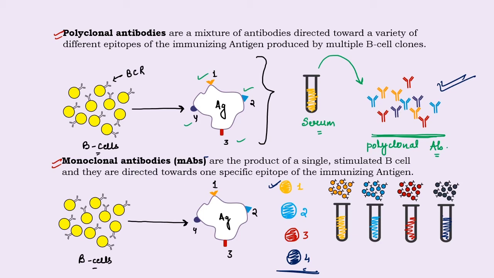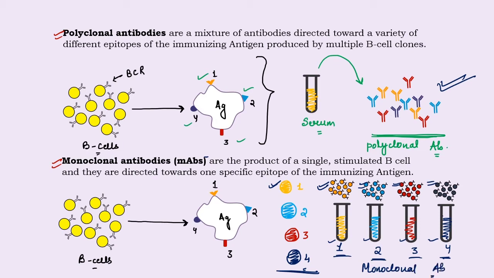Now in the second case, in case of monoclonal antibody, all these antibodies are directed against a specific epitope. That is, this is directed against the first, this is the second, this is the third, and this is against the fourth epitope. All these are directed against a specific epitope, and all these are produced from a single clone of cell. That is why we call them monoclonal antibody.